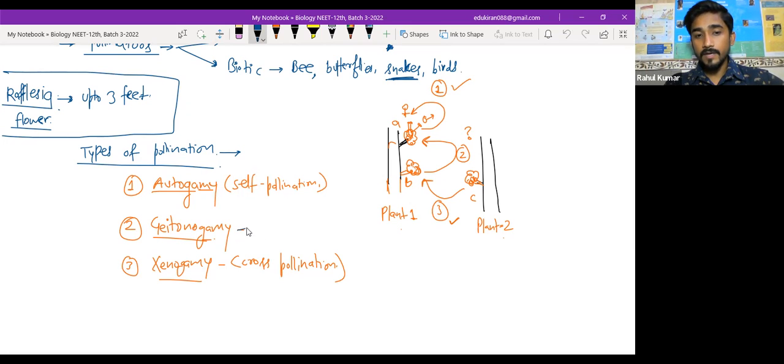So for Geitonogamy, write down, because these are the exact words that will be asked in the question: Geitonogamy is called the pollination between two flowers, but within the same plant. Clear?